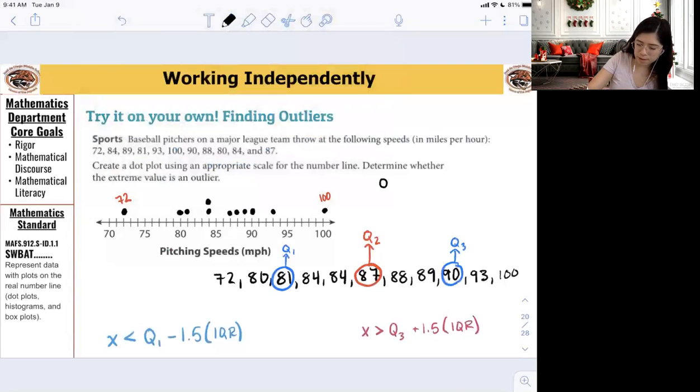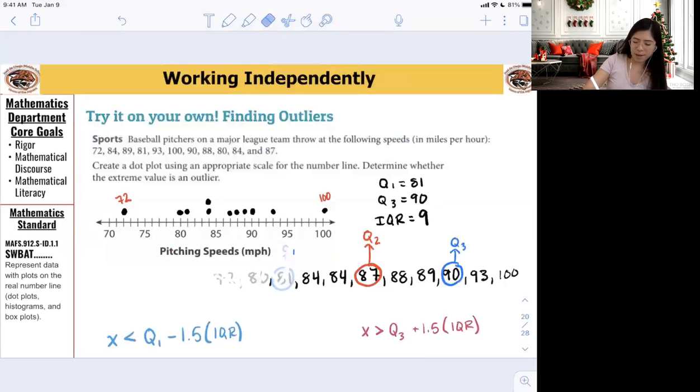Okay, so I'm going to write these down. Q1 is 81. Q3 is 90. And then how do I get my IQR? Subtract them. 11. Good. So 90 minus 81 gives me 11. Careful, not 11. It's 9. Yeah, 90 minus 81. It's okay. Now we have everything we need.